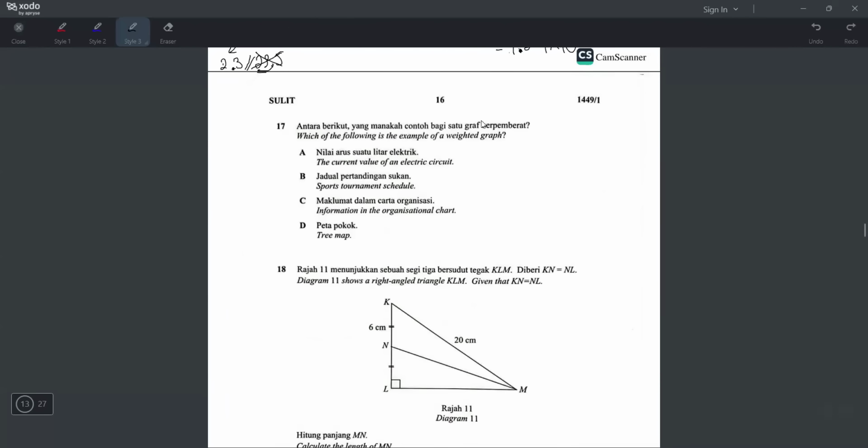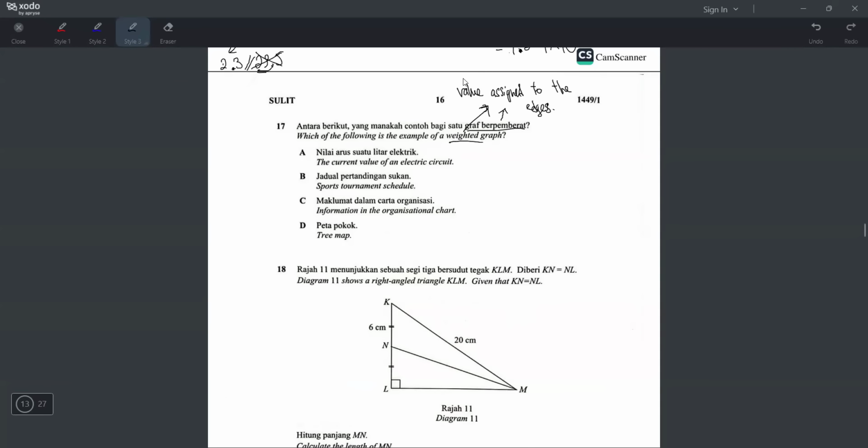17. Which of the following is the example of a weighted graph? Dalam bahasa Melayu, graf berpemberat. Okay, let's talk about weighted graph. Pemberat. Apa tu pemberat? Alright, if you are my student, you will know this. So weighted graph is what? Is when you have a value assigned to the edges. And usually the value represents the information. Maybe price or distance or speed, or time taken. So that's what we call a weighted graph.